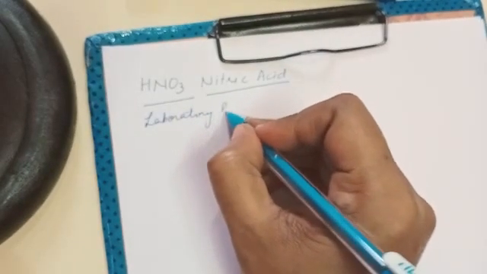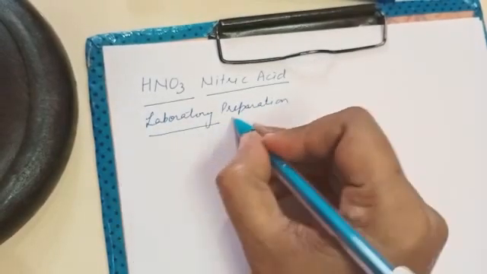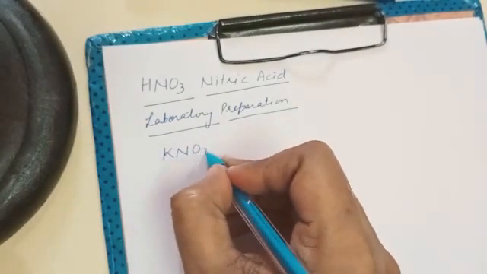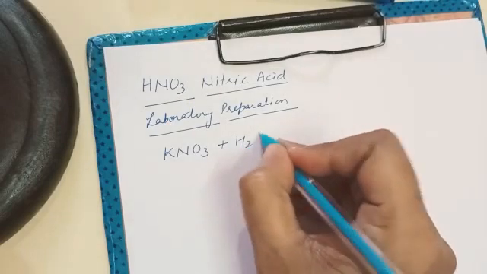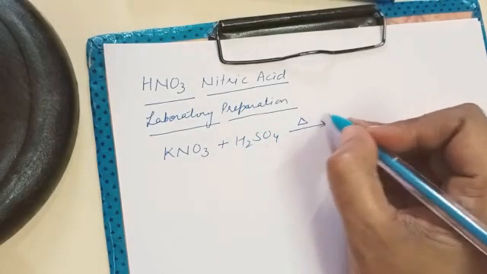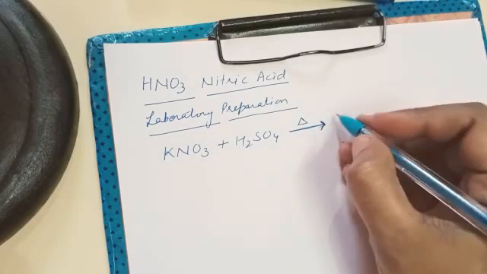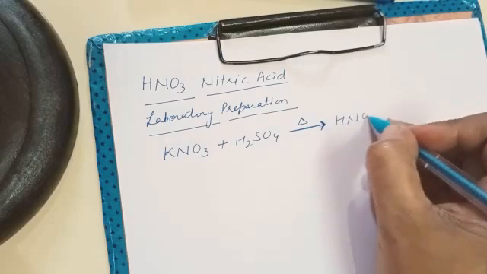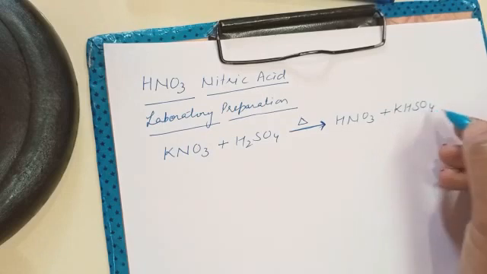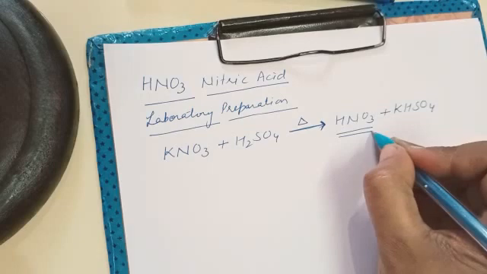preparation. In the laboratory preparation, we will react KNO3 with H2SO4 and give heat. It will form HNO3 plus KHSO4, potassium bisulfate, and this is the laboratory preparation of HNO3.